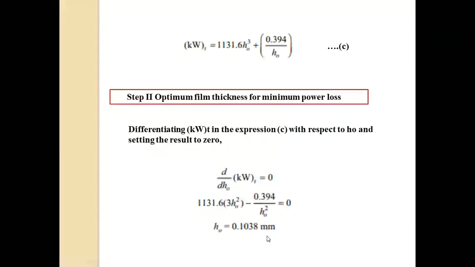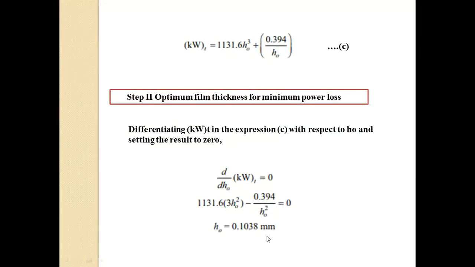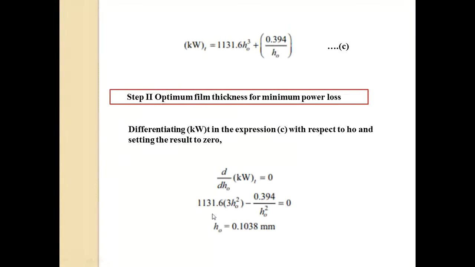Again we have to draw the graph, that means energy losses versus thickness. Now see here, we have to substitute this value of H naught in all the equations, that is equation A, equation B, and equation C. Suppose this H naught we got is 0.1038. So put this in equation C. So what is equation C? Kw of T is equal to what?